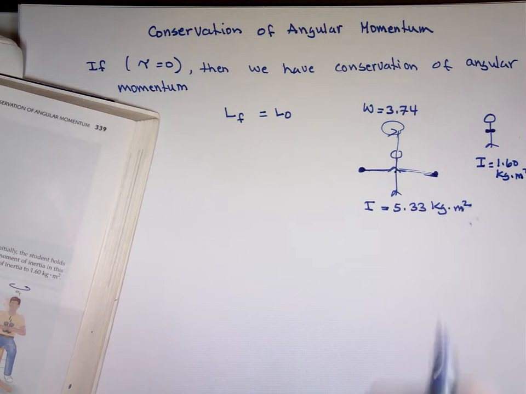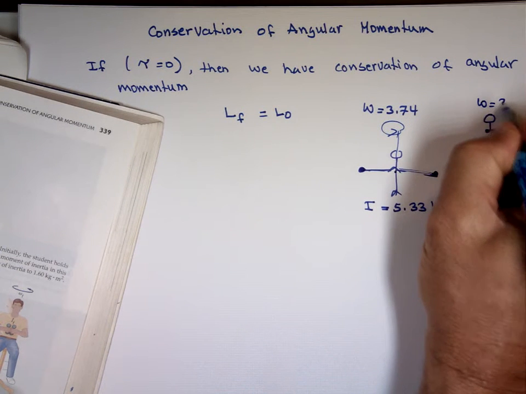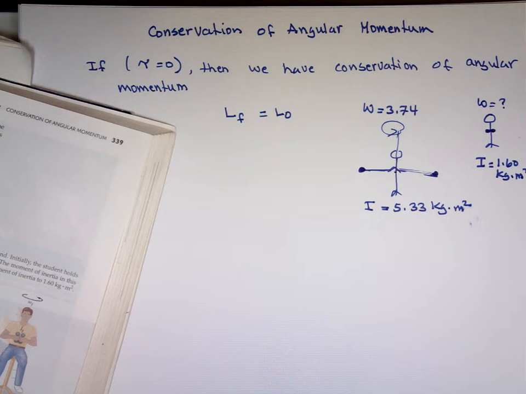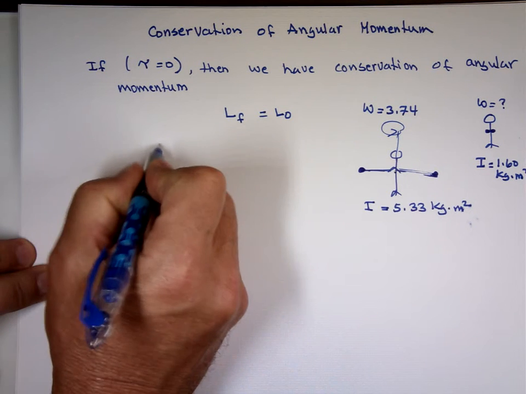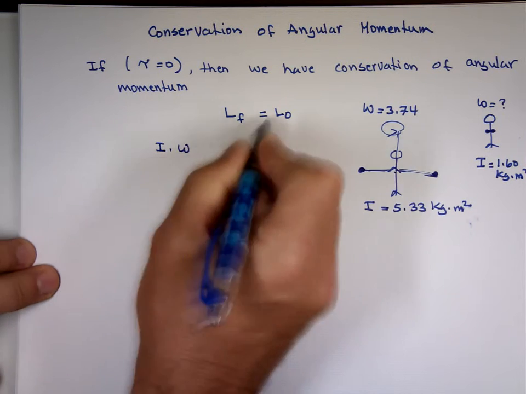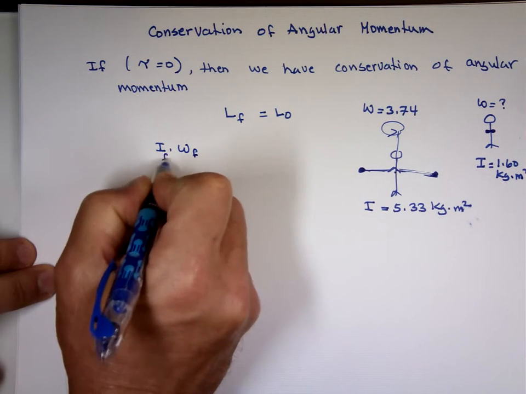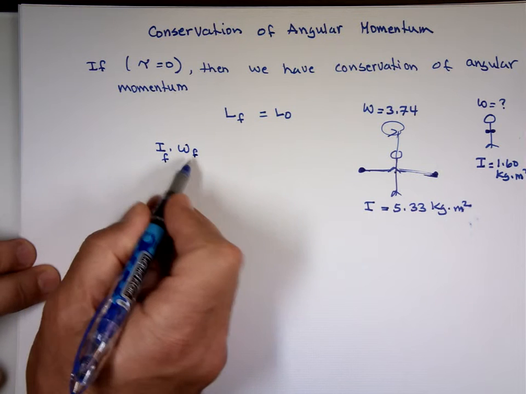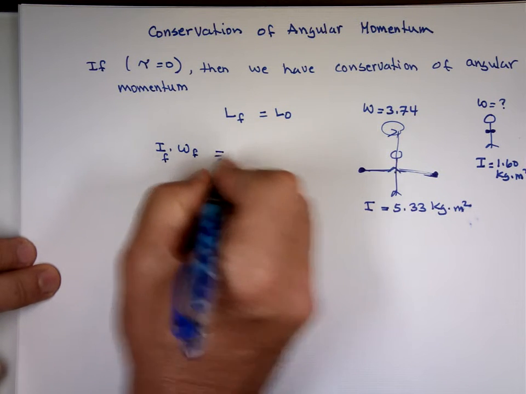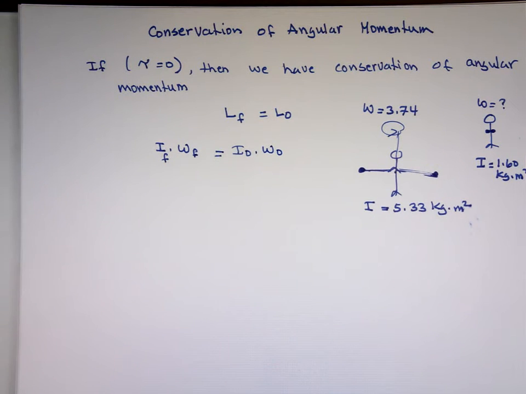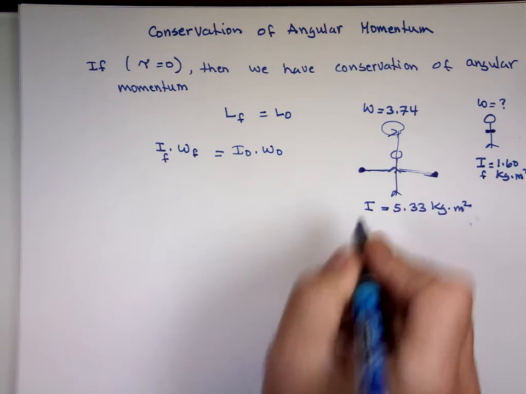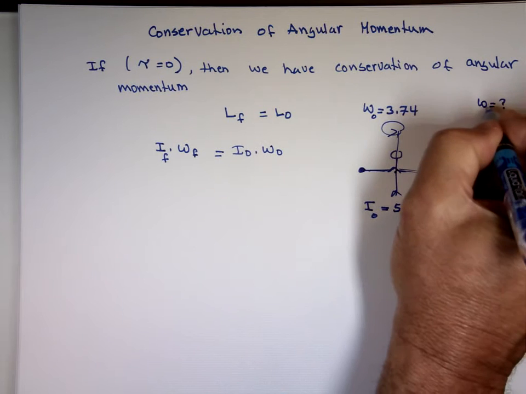And the question, can you tell me what W is for this person now? How fast is he going to spin? Well, we know angular momentum is equal to I times W. So the final inertia times W final should equal the initial inertia times W initial. This is the final inertia when you bring your arms closer. This is the before.